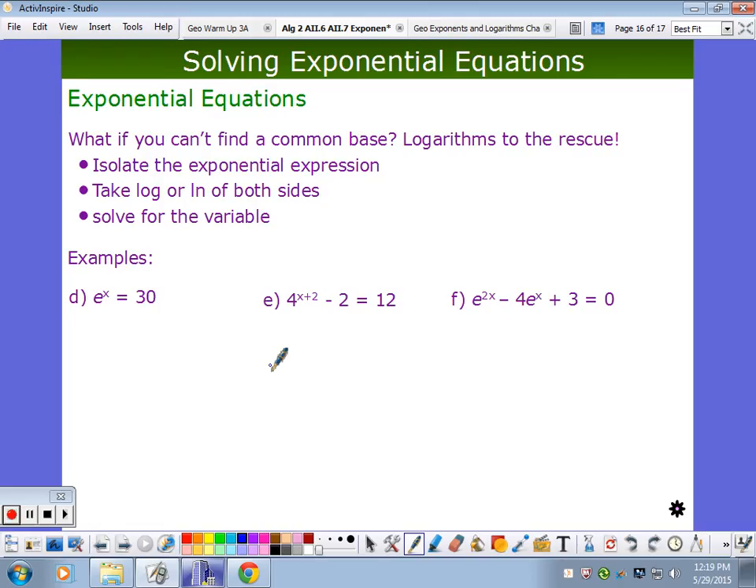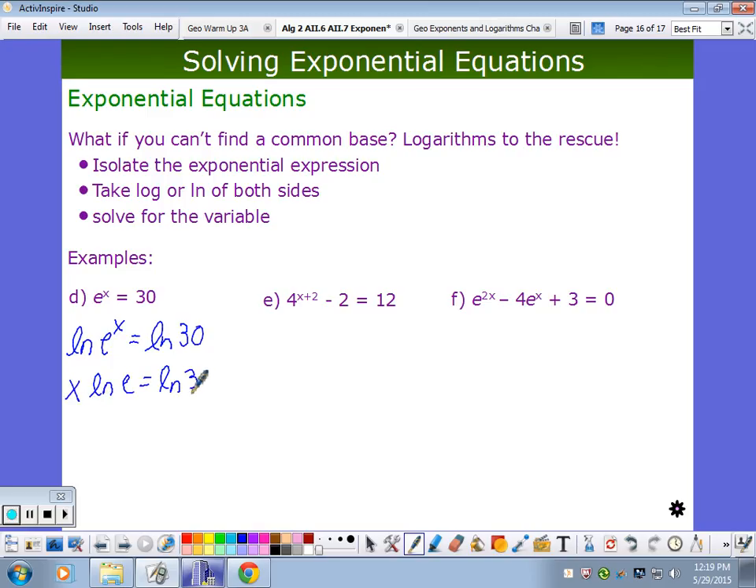Okay. I love this one. This is a great one. Okay, so e to the x equals 30. So I'm going to take natural log of both sides. This time, take natural log. Do not take log 10. Natural log. Why? Well, I'm going to put the x in front.